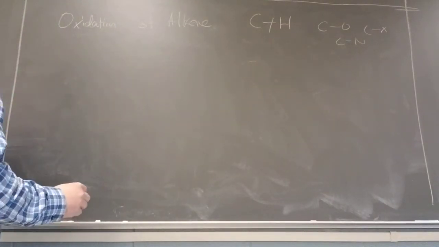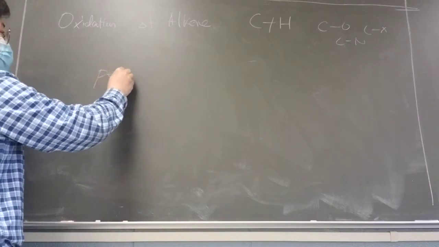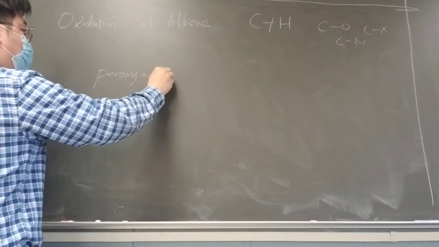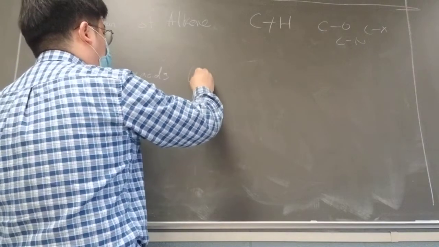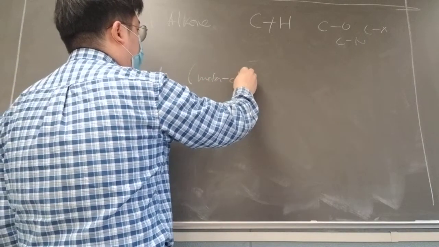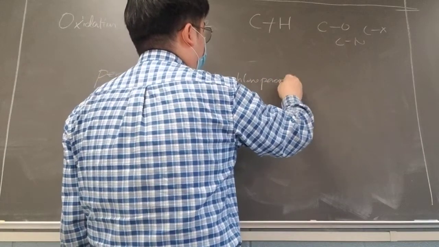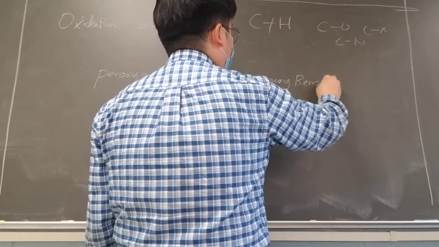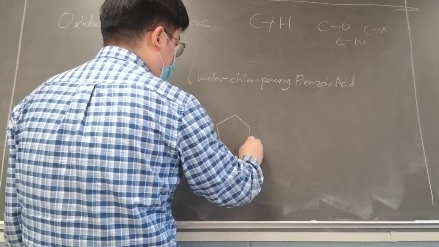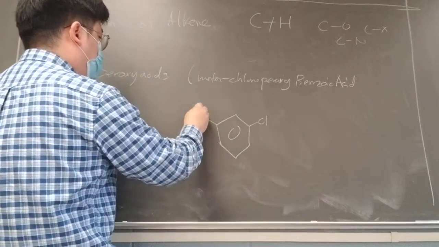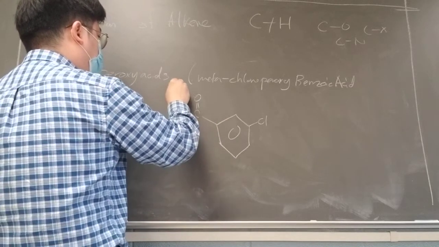So one of the good ways to do oxidation is we use the peroxy acid here. So one of the common chemicals we use is metachloroperoxybenzoic acid. This is what it looks like.